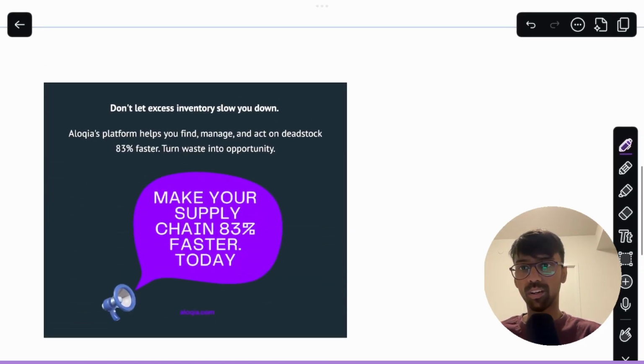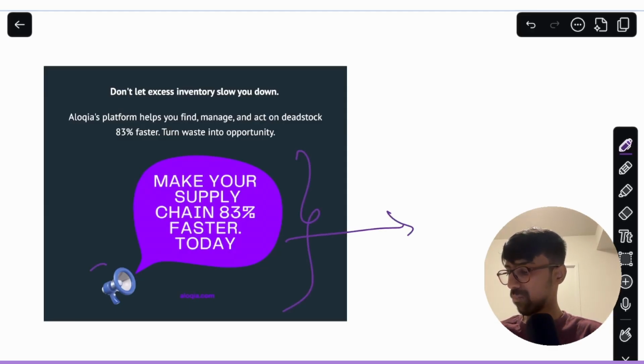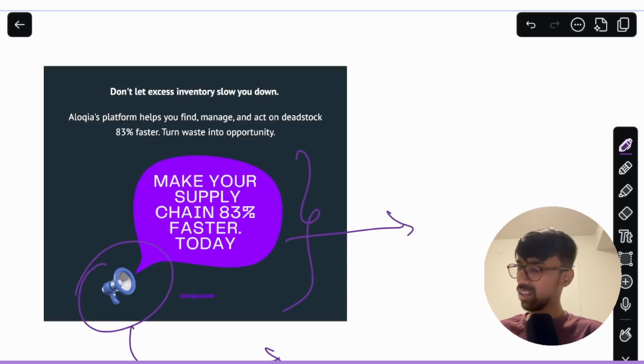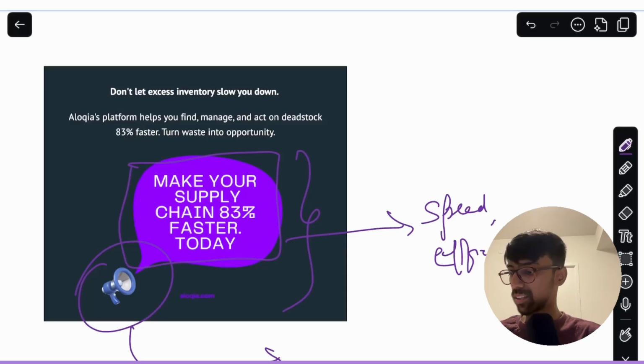The second one, we see here that immediately our eyes are drawn to this little megaphone, which is the big bold claim. If a CEO or a COO is obsessed with speed and efficiency, and they have a pain point which is directly being addressed by this: make your supply chain 83% faster.